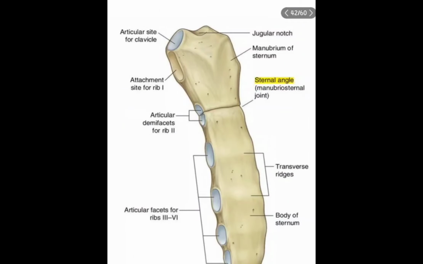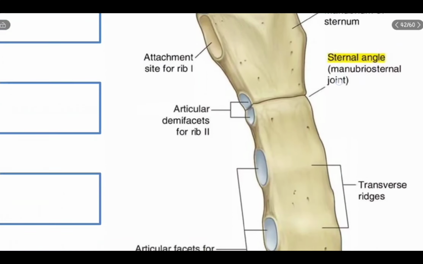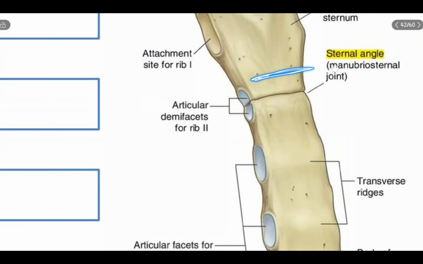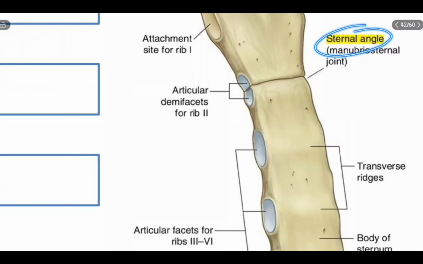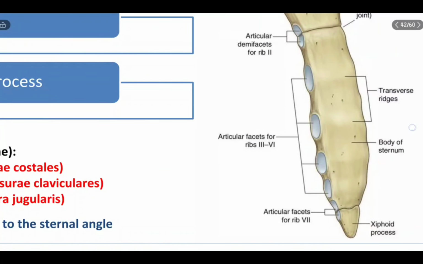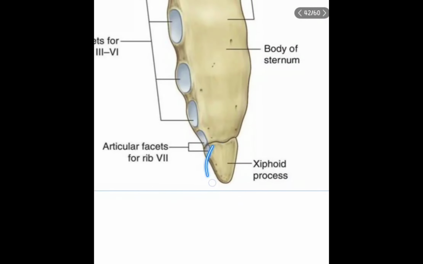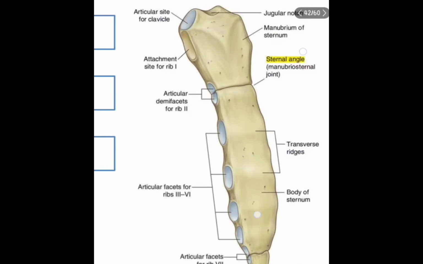Let us have an overall look. At first, we have the jugular notch, the articular site for the clavicle on the manubrium, and the attachment for the first rib. We have the attachment of the manubrium and the body, which is called the sternal angle. We also have the articular site for the second rib. On the body, we have the articular sites for the third, fourth, fifth, and sixth ribs. And then we have the xiphoid process, where we have the facet for the seventh rib. So that was the sternum.